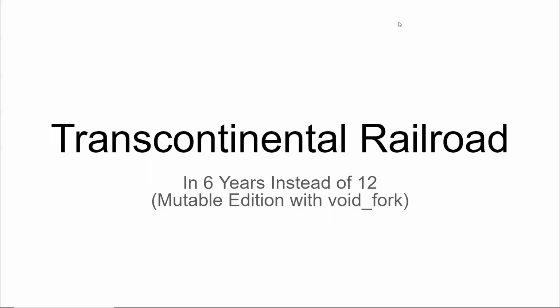Hello, everybody. This is going to be a quick demo on how to build the Transcontinental Railroad. And again, we're going to do it in 6 years instead of 12, just like they did in the 1860s. This is going to be the mutable edition where you have a mutable railroad. And we're going to use void fork because the tasks that we create don't return a value.